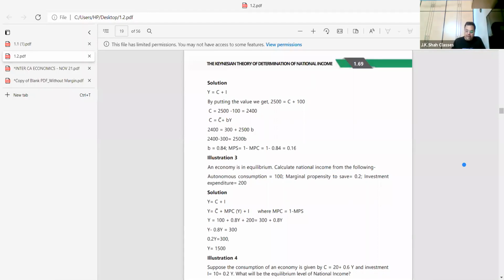So then I'll write Y is equal to 300 plus 0.8Y. Very easy. Bring that 0.8Y to the other side, students. So Y minus 0.8Y is equal to 300. So 0.2Y is equal to 300. So Y becomes equal to 300 upon 0.2. The answer is 1500. Start solving. Chalo, fast. You will have to solve this, students, all of you.